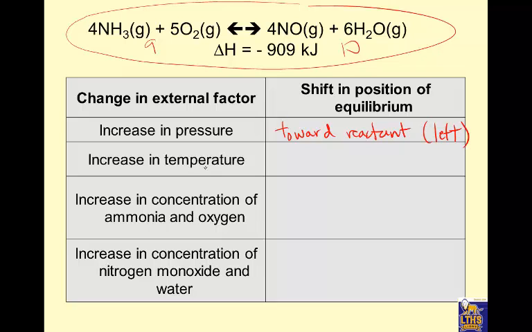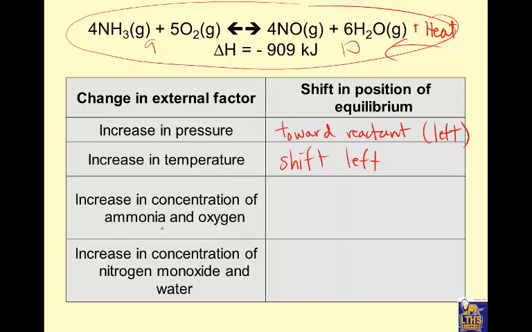Increase the temperature. Well, this is a negative delta H, so that means heat's on the product side. If we increase the temperature by adding heat, then it's going to stress out this side and it's going to shift left. So we can say shift left or shift toward reactant.